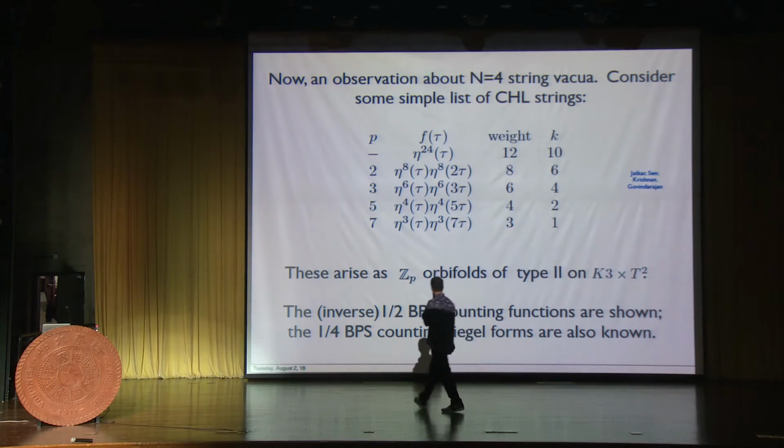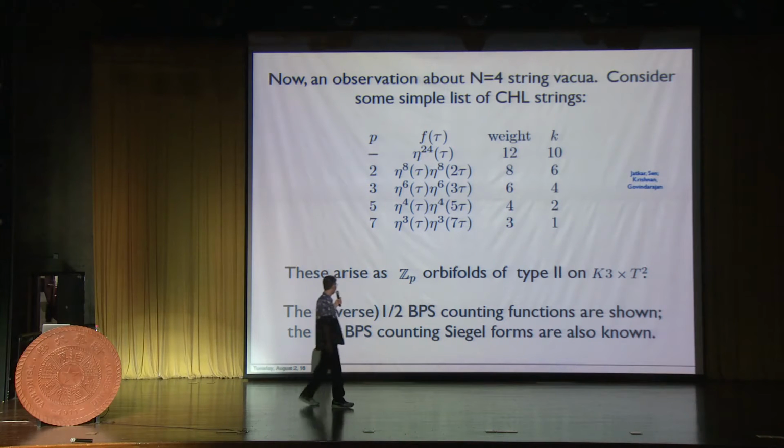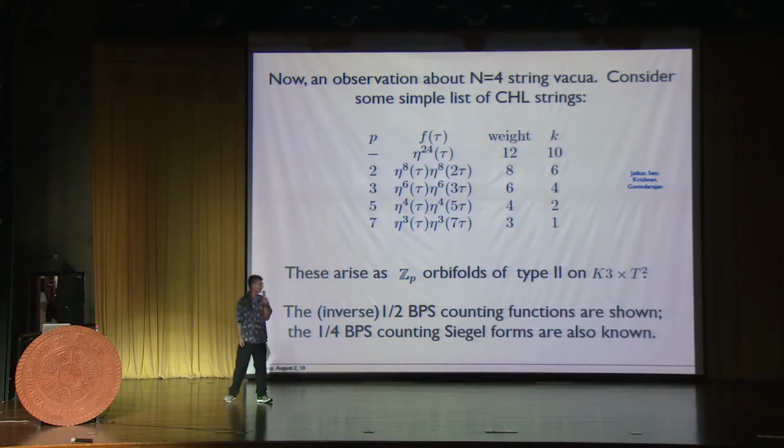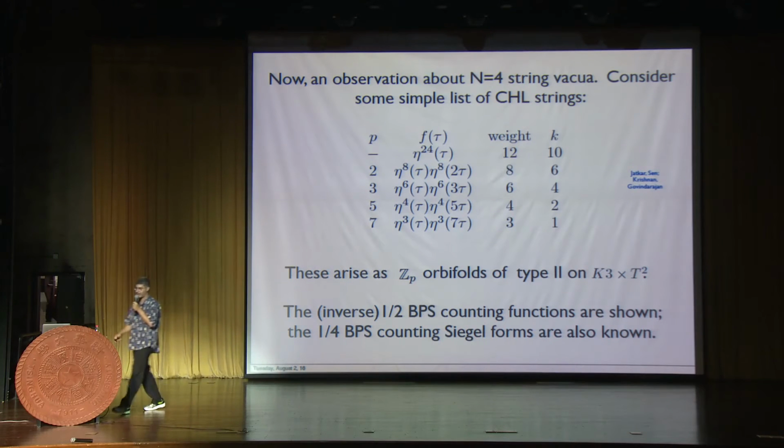Now, the inverse half BPS counting functions are shown here, but as I said, there are quarter BPS formulas for Siegel forms that count quarter BPS states. I'm not showing those.